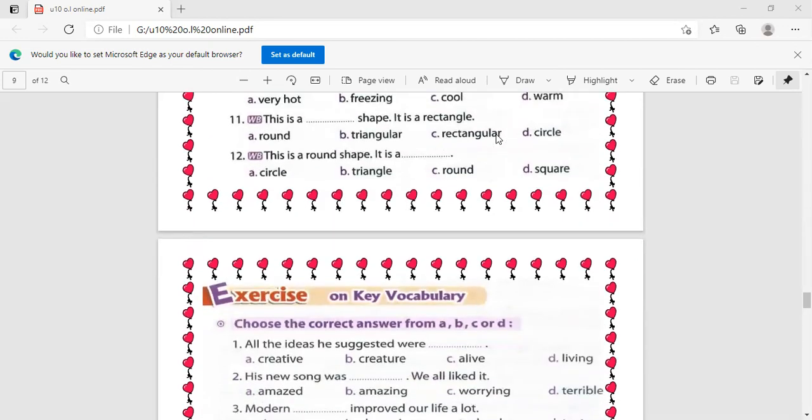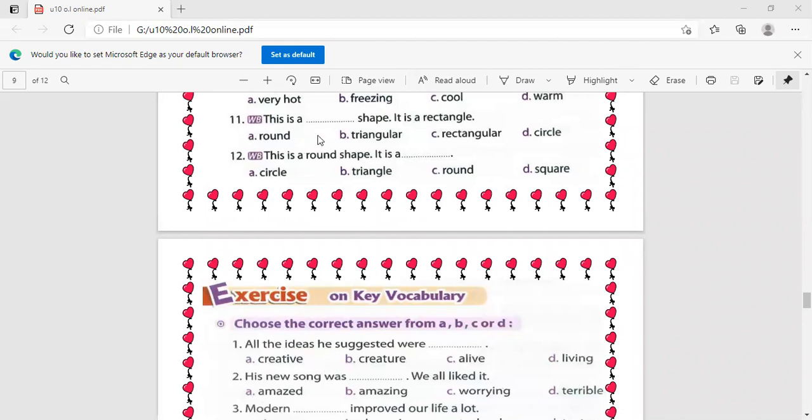Number 11, let's see another one. Omar Ahmed. Omar. Omar Al-Aziz. Good morning, Omar.